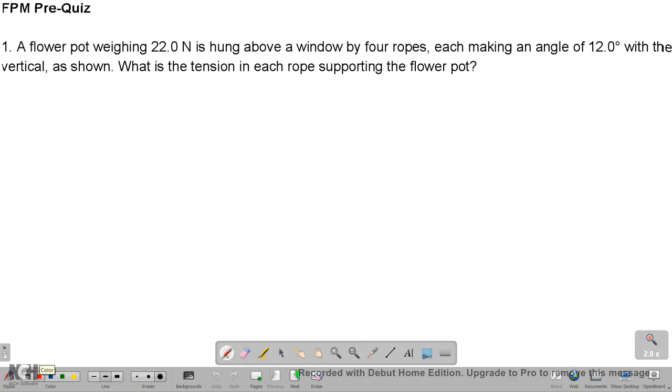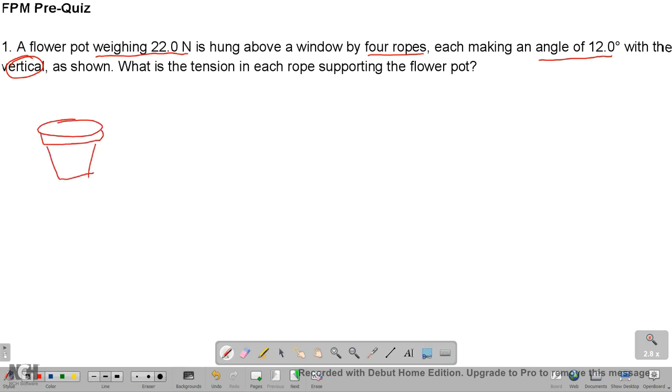I'm going to be going over the FPM Pre Quiz in preparation for our real quiz. This problem states that a flower pot weighs 22 newtons and it's hung above a window by 4 ropes, each making an angle of 12 degrees with the vertical, as shown by me here in a second. What is the tension in each rope supporting the flower pot? So let's just draw a little diagram here.